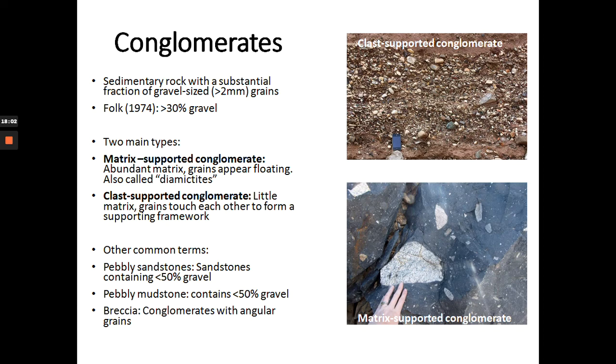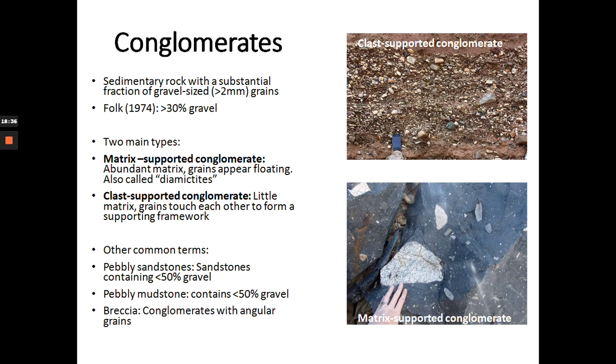You can look at the Udden-Wentworth grain scale. Some of them might be granules or cobbles or pebbles or even boulders, right? So yeah, you need to have a substantial amount of gravel-sized grains, but how much? Folk puts the cutoff at 30%. Okay, so if you have gravel grains inside your bed making up more than 30% of your bed, that is going to be called a conglomerate.